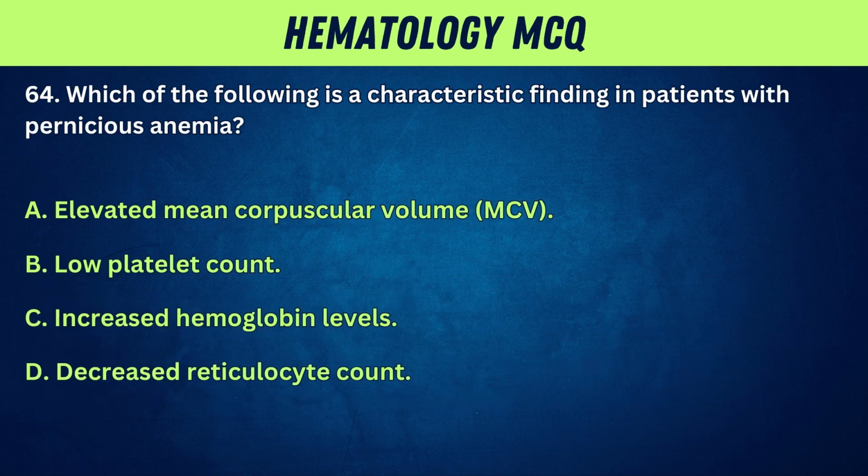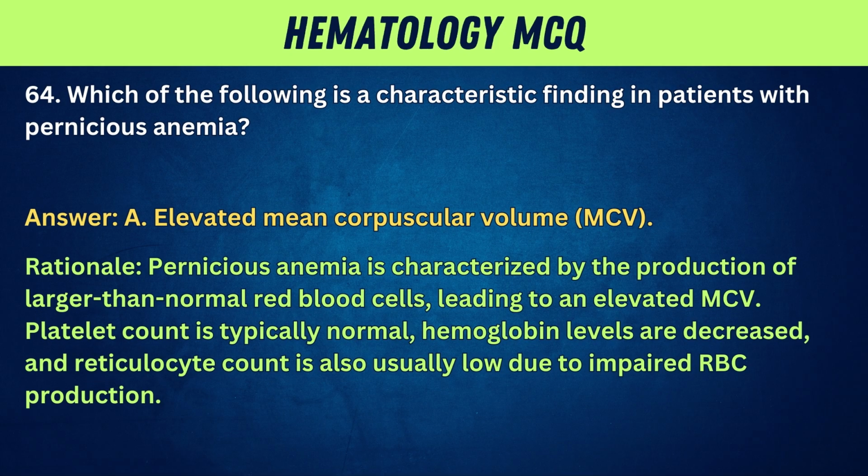64. Which of the following is a characteristic finding in patients with pernicious anemia? A. Elevated mean corpuscular volume, MCV. B. Low platelet count. C. Increased hemoglobin levels. D. Decreased reticulocyte count. Answer: A. Elevated mean corpuscular volume, MCV. Rationale: pernicious anemia is characterized by the production of larger than normal red blood cells, leading to an elevated MCV. Platelet count is typically normal, hemoglobin levels are decreased, and reticulocyte count is also usually low due to impaired RBC production. 65.